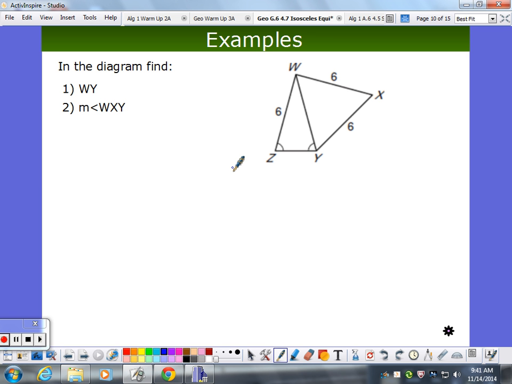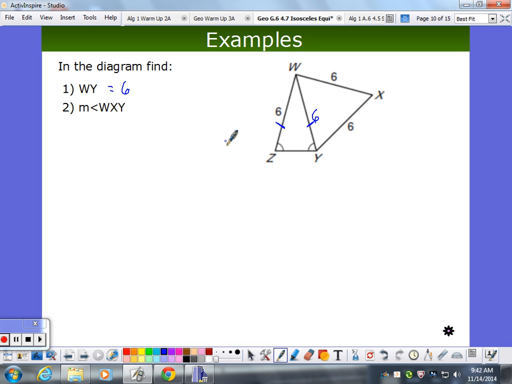Let's see if we can figure this out. So I want to find the length of WY and the measure of angle WXY. So let's see what we know. So again, marking up the diagrams, so important. This is base angles, right? So I'm going to use the converse of that theorem to know that these are congruent sides, right? If you have two congruent angles, the opposite sides are congruent. That's the converse to the base angles theorem. So if this side is 6, what is this side? Has to be 6. I think we found the answer to that question.